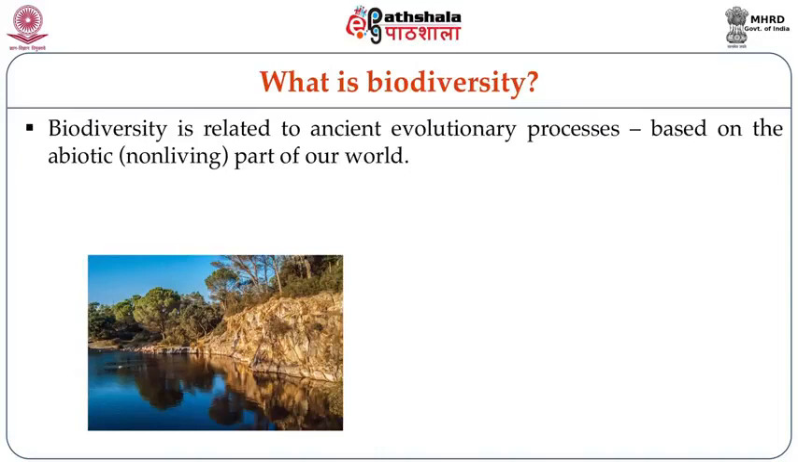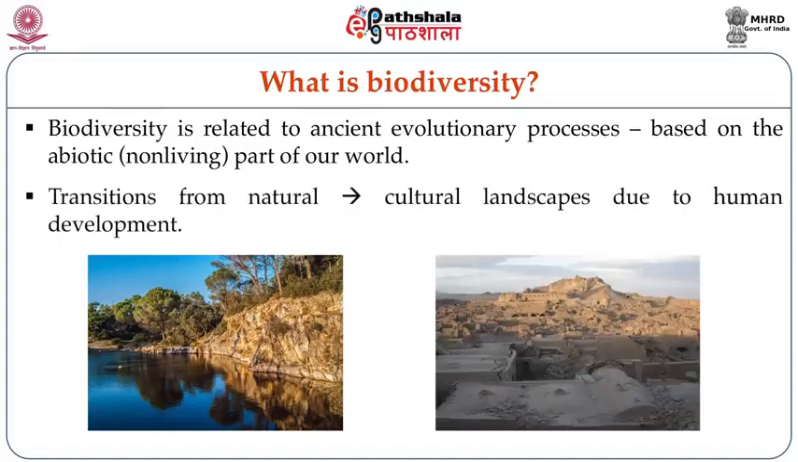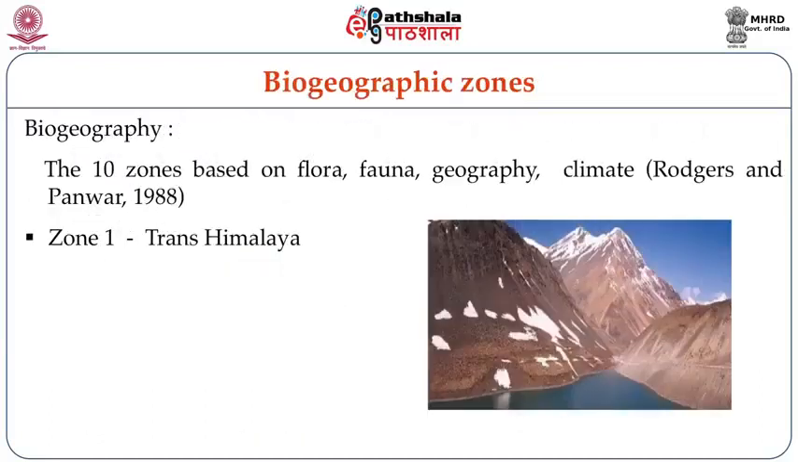Biodiversity is related to very ancient evolutionary processes. They are based on the abiotic or non-living parts of the world, and therefore, evolution was able to create nearly 1.8 billion species. The transitions from natural to cultural landscapes has taken a very, very long period of time. And this has happened due to our human influences. And therefore, within our own country, we have 10 distinct biogeographic zones. These zones were first talked about by H.S. Pawar and W.A. Rogers of Wildlife Institute of India, who talked about zones being based on flora, fauna, geography, climate, and so on. And so we have 10 major biogeographic zones in our country.